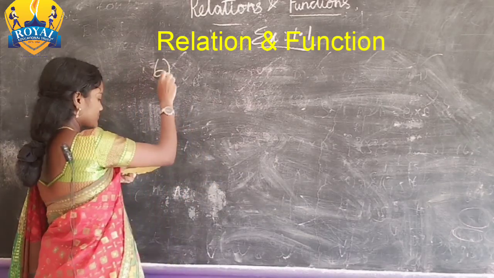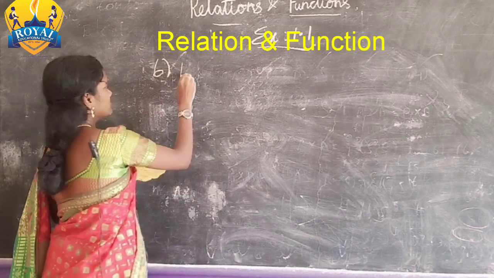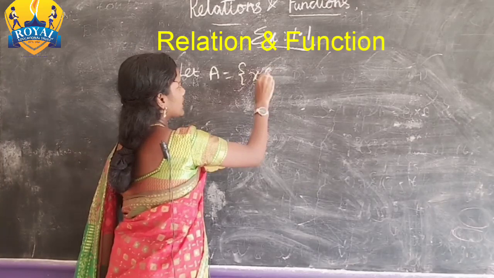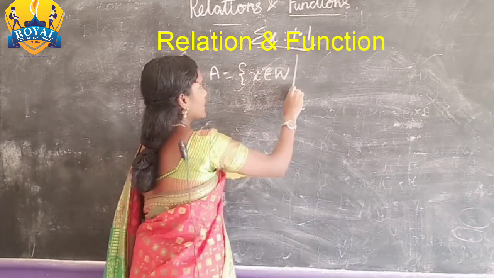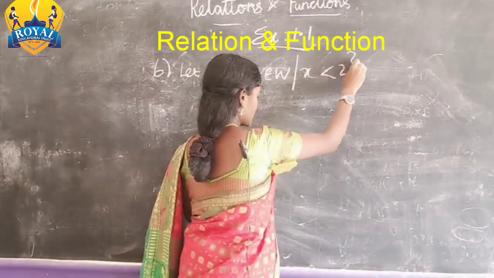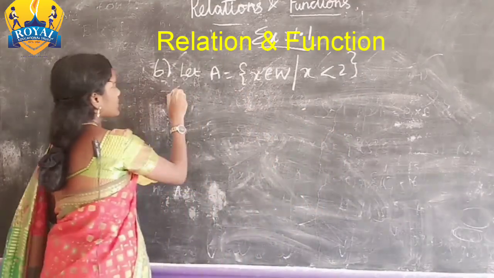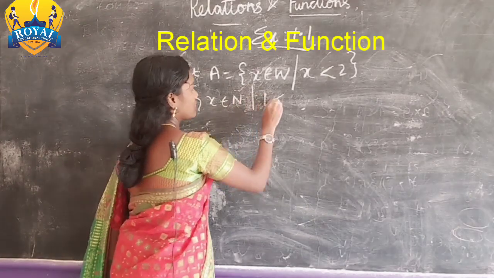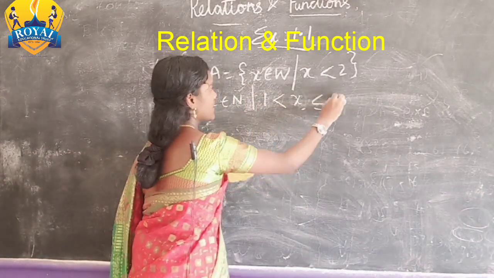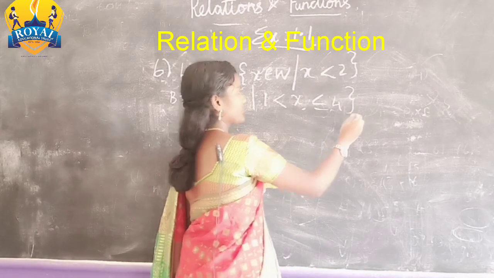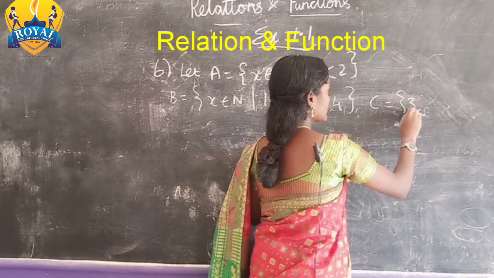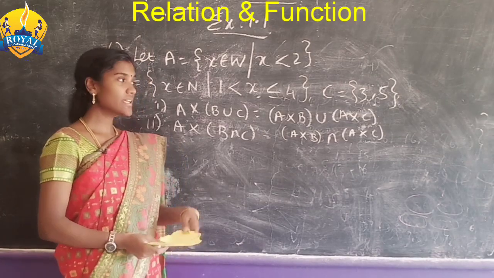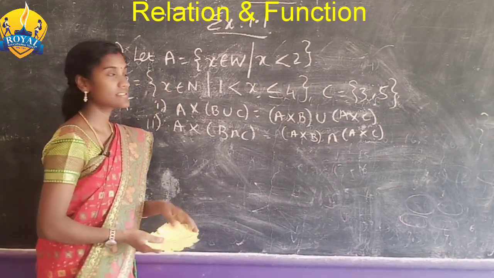Next, the sixth sum. Let A be equal to {x belongs to W, where x less than 2}. B is equal to {x belongs to N, where 1 less than x less than or equal to 4}. C is equal to {3, 5}. Okay, this is the sixth sum.